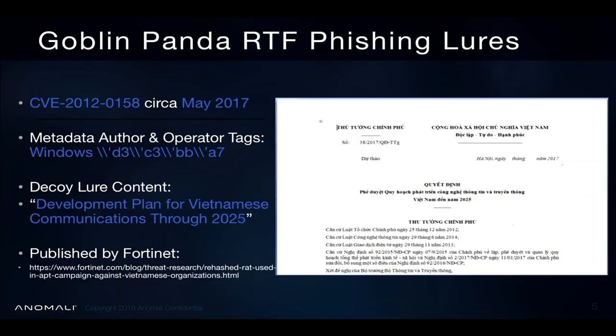So back to the story. How did I personally come to start tracking Goblin Panda and their RTF phishing lore? Specifically, the metadata we're talking about are RTF files associated with phishing. In my open source tracking on Twitter and in just seeing people talking about this at conferences, as well as papers published by security companies like Fortinet, I began to see RTF phishing files, phishing attachments that were for CVE-2012-0158, a vulnerability that was patched about six, 7 years ago now.